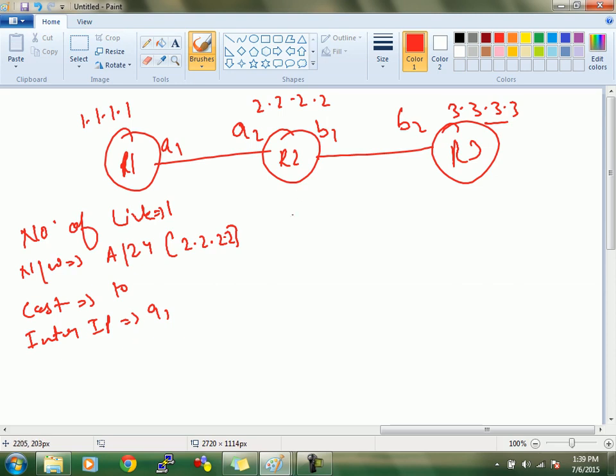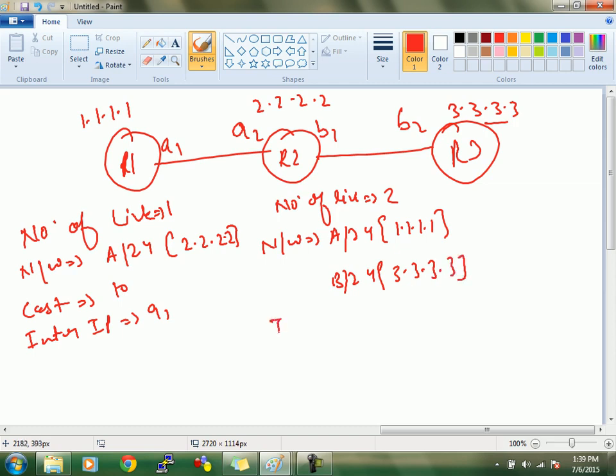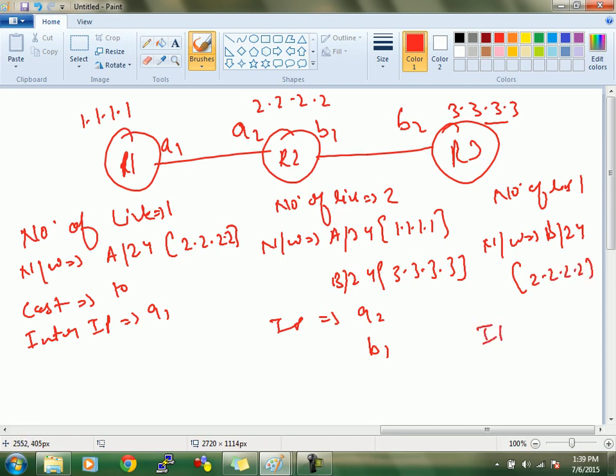After that, A1. R2's database: number of links, networks, neighbor reachable, interface IP. Any problem? R3's database: number of links, network, neighbor reachable, interface IP, cost. In this case, cost is also 10, 10.